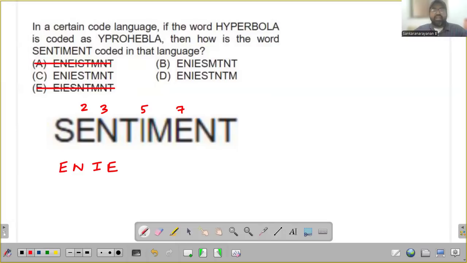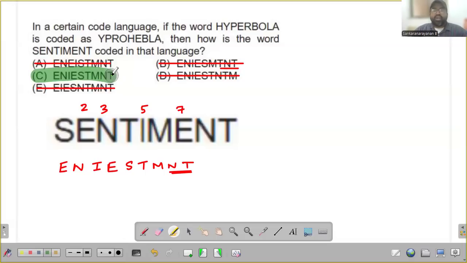Now the remaining letters when I consider will be S, T, M, N, T. So I can say it should end with NT, right? So I can eliminate option D. Now it should end with MNT. Option B is ending with TNT, so I can eliminate option B as well. Now you see I am left with only one answer choice, option C, and that is my final answer.